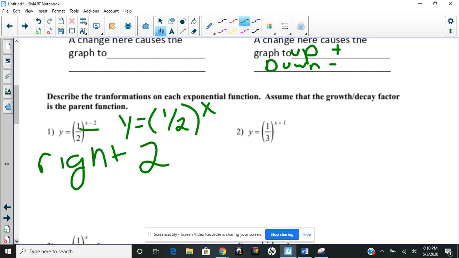Let's go through and do number 2. So we're assuming that our original equation was 1/3 to the x. So we're going to do the same thing. We're going to take a minute to see what the difference between what I just wrote in green and what the original equation typed for number 2 is.